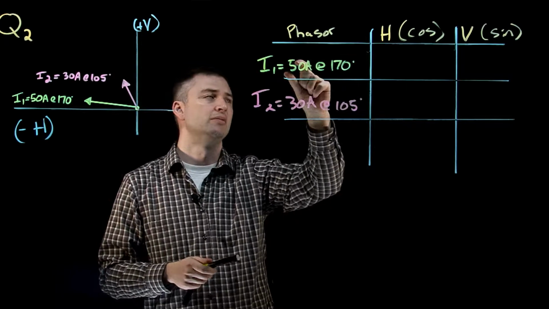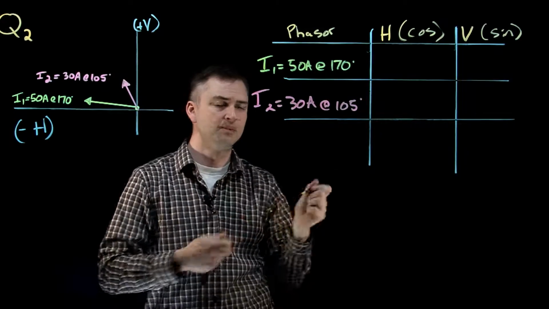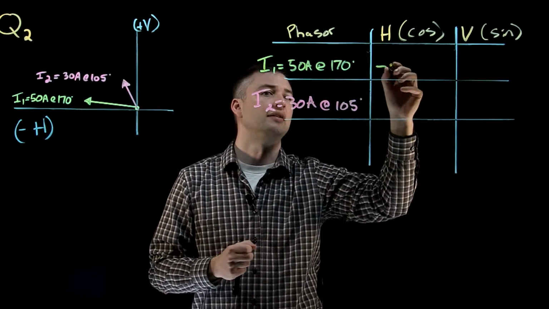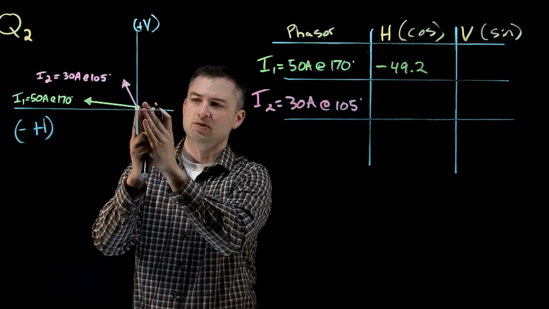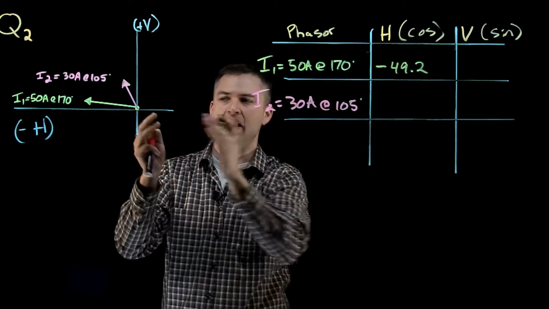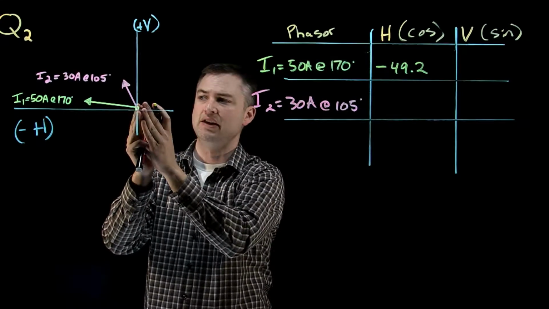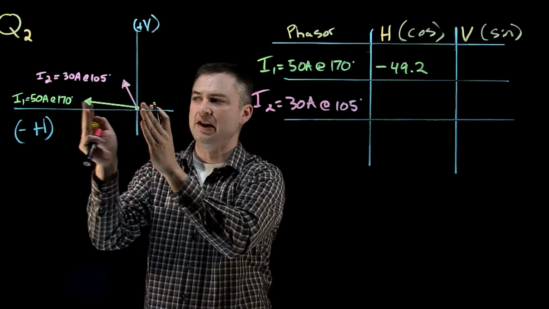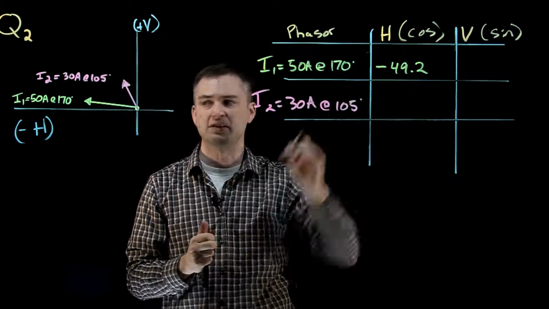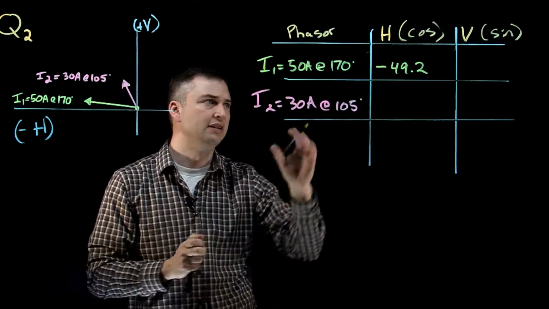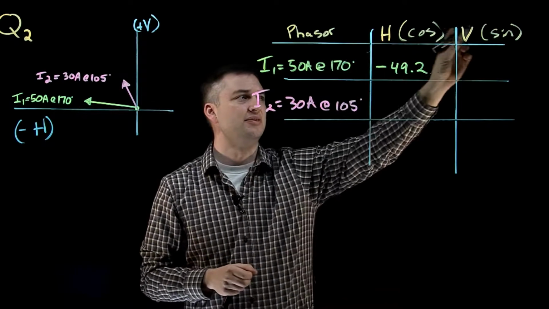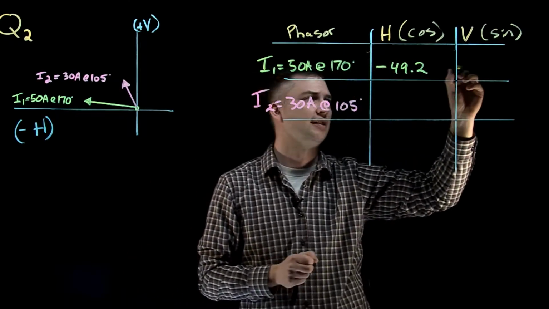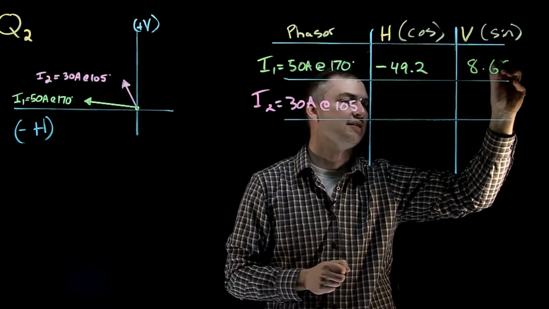We're going to take 50 multiplied by the cos of 170, and we get negative 49.2. That's what we expect, as we are looking for the horizontal component, and we're to the left of the axis here. We are going to be negative on the horizontal, so negative 49 looks good to me. We calculate the vertical, 50 times the sine of 170, and we expect a positive 8.68.